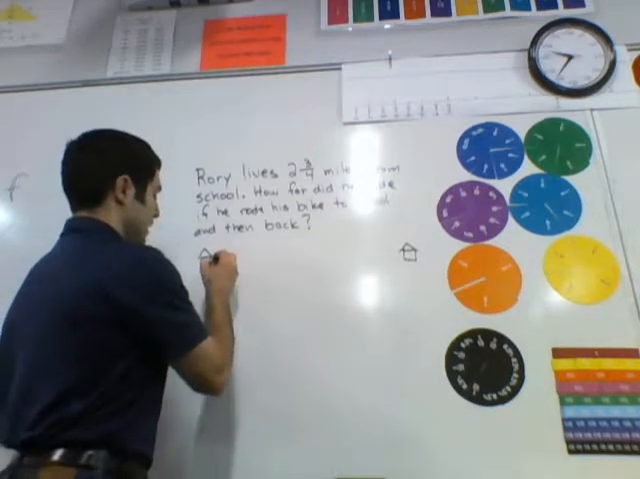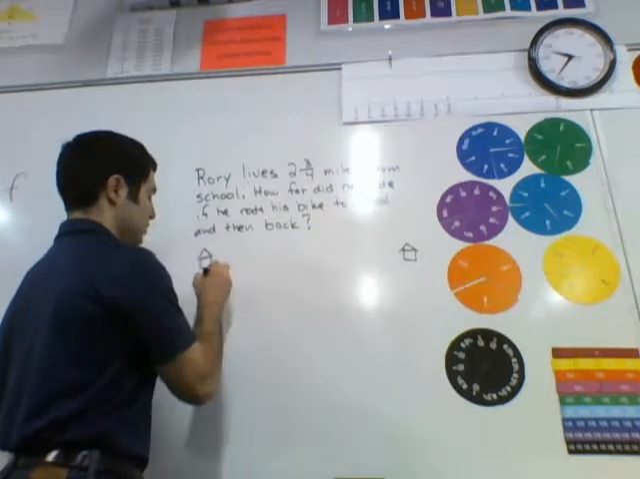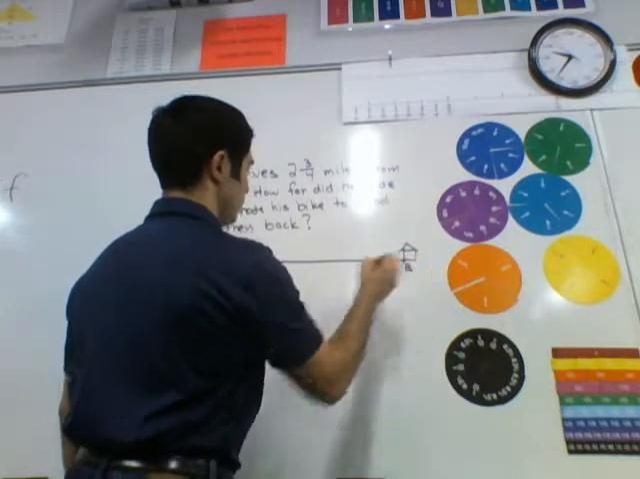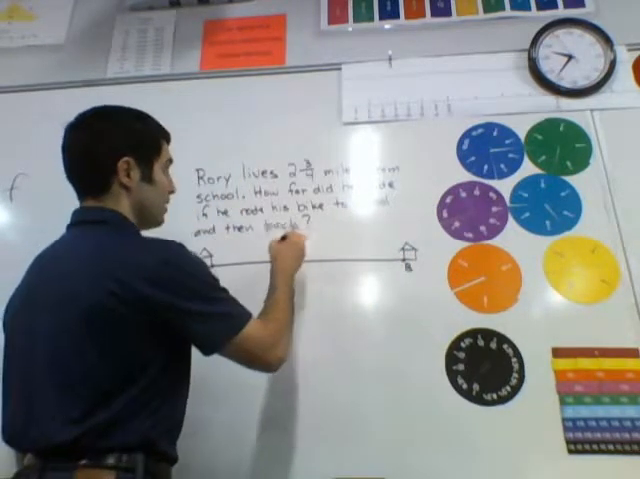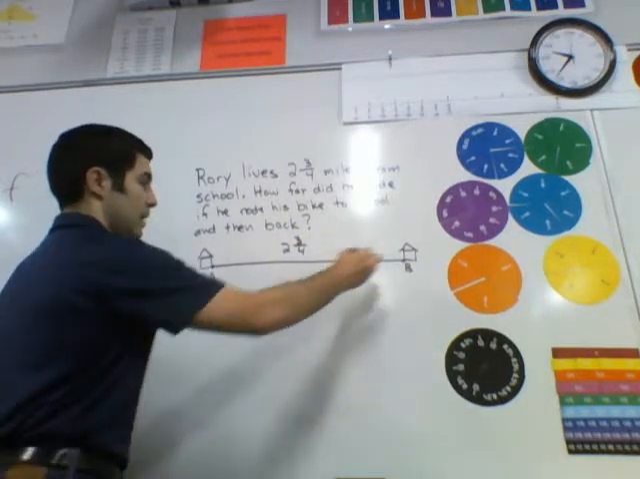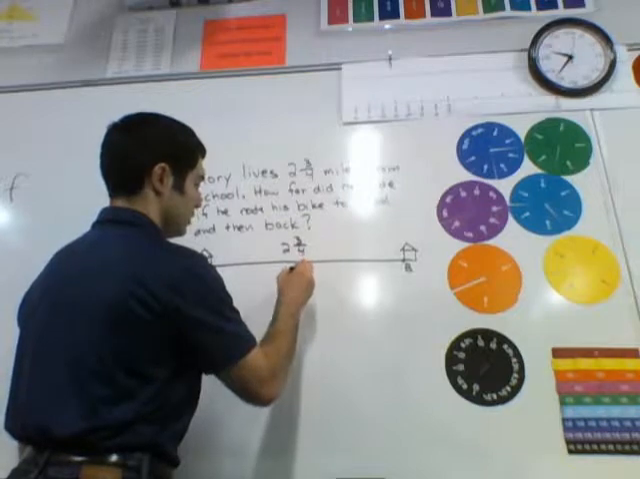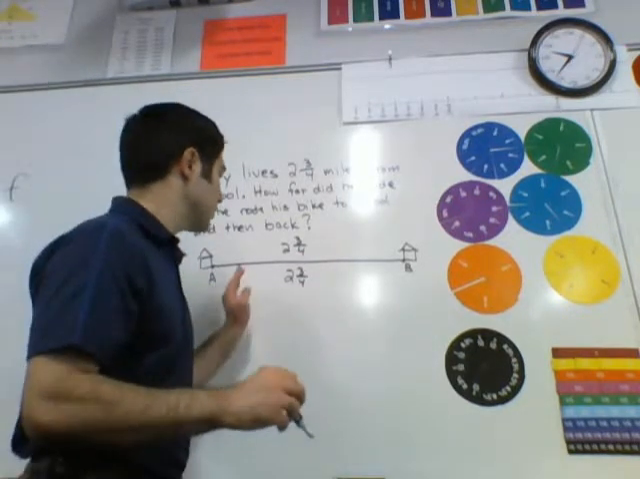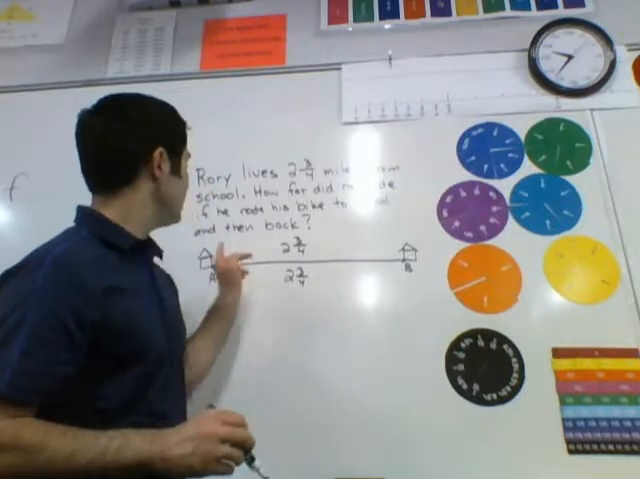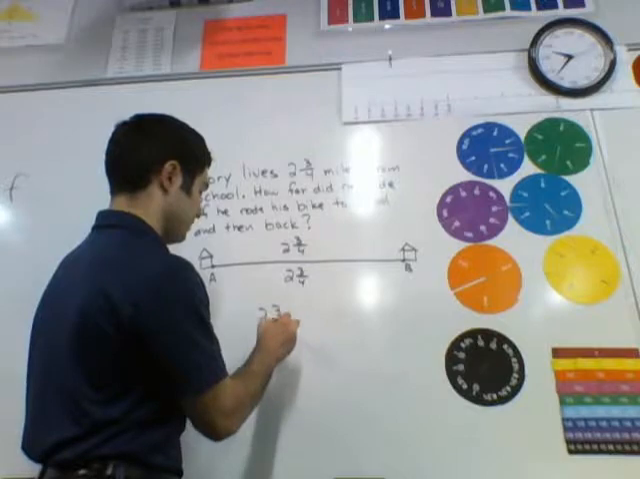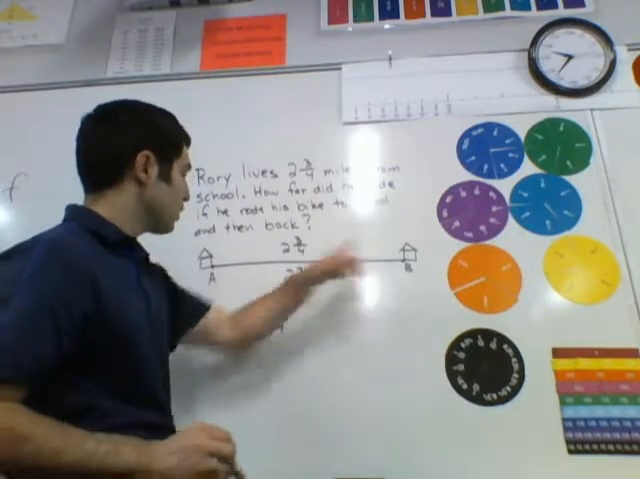Anyway, so he's going to ride from point A, which is his house, to point B, which is school. And we already know going there is 2 3/4 of a mile, and then coming back is 2 3/4 of a mile. So how much total ground did he cover? He went there, so that's 2 3/4. And then we're going to go back.